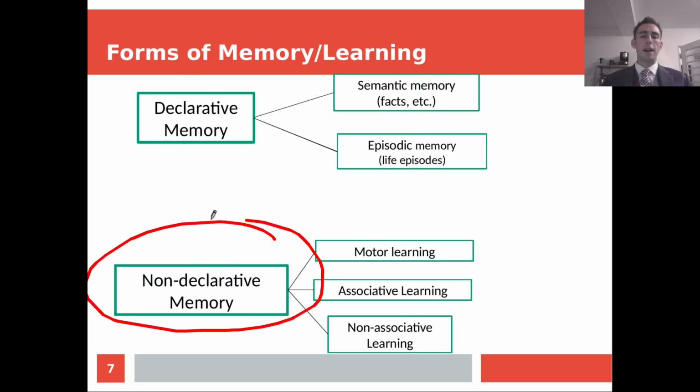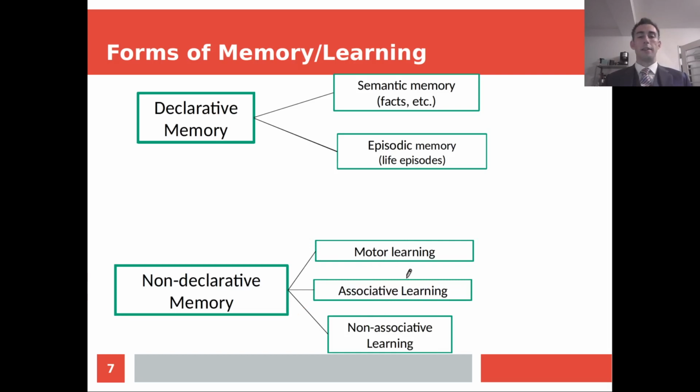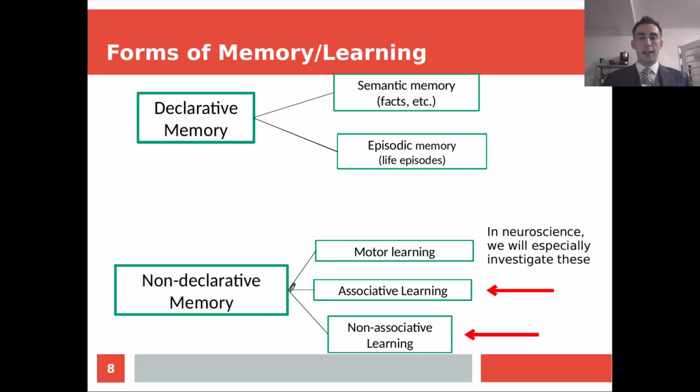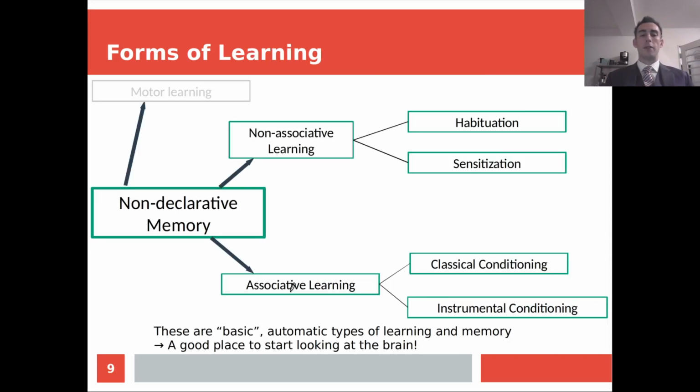The other type of memory is non-declarative memory, which usually includes three different subsections. One is motor learning, which is learning to catch a baseball or something like that. The next is associative learning. And the other one is aptly named non-associative learning, which is everything else. In this class, we're especially going to investigate these two types of learning today because they're very basic, automatic types of learning and memory. So it's a good place to start to understand the brain.